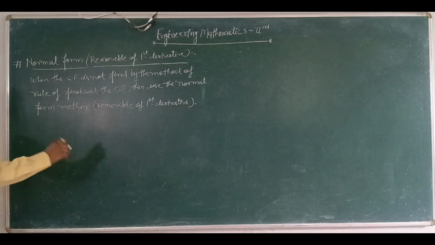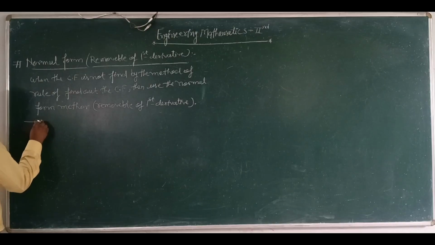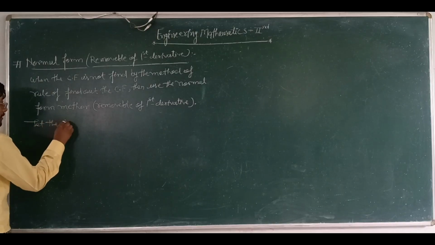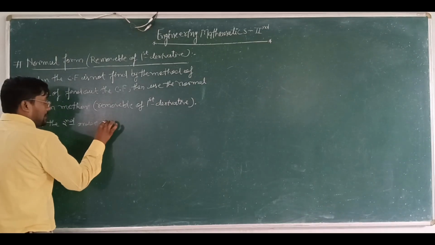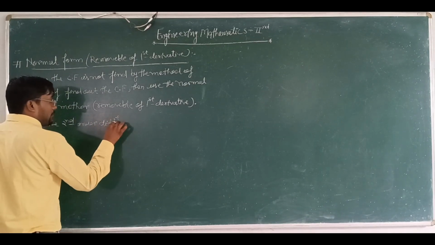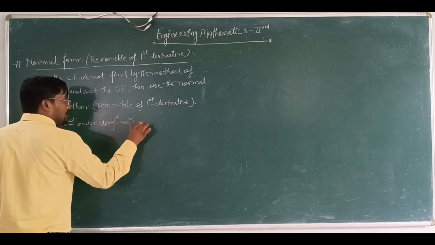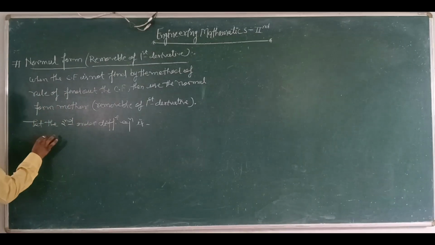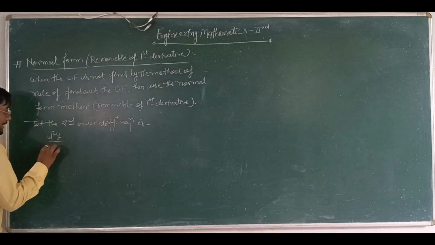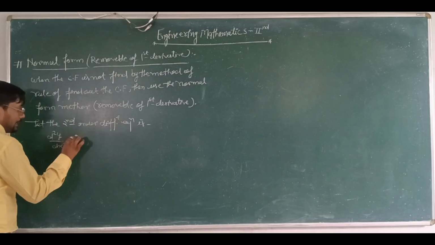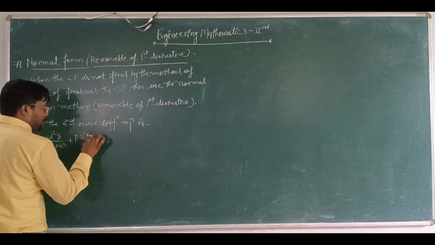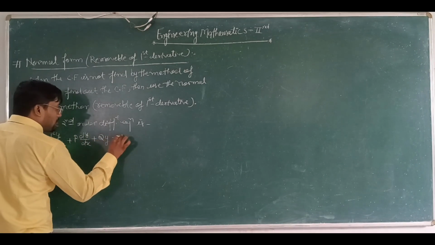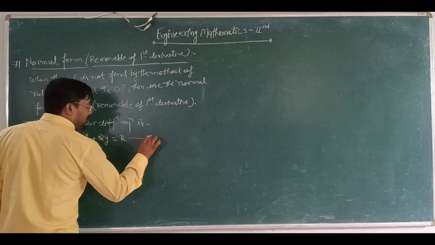First of all, let the second order differential equation be d2y of dx2 plus p dy of dx plus q y is equal to r. This is equation number first.